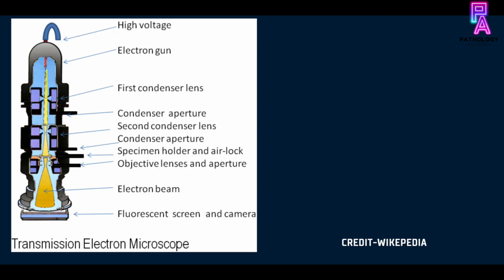Here I have shown you a picture of a transmission electron microscope with its components. So you can see the electron gun, the condenser lens, condenser aperture, second condenser lens, condenser aperture, specimen holder and airlock, objective lenses and aperture, electron beam and fluorescent screen and camera in this image.